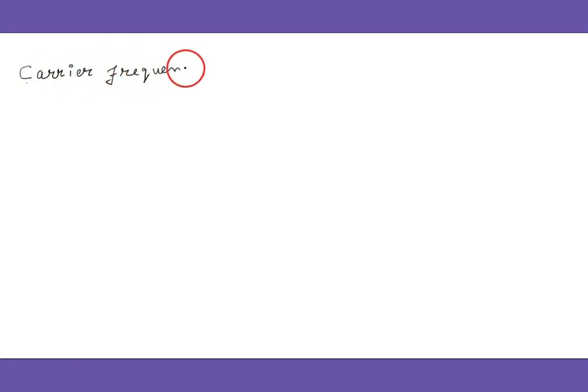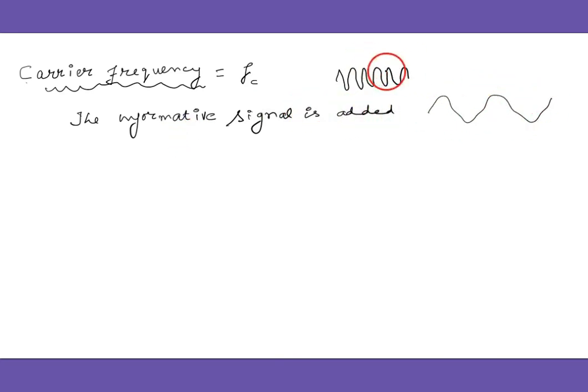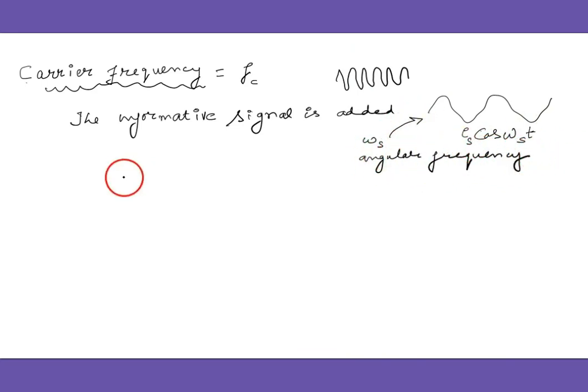So let the carrier frequency be equal to Fc, and this is the carrier frequency. The informative signal is added. So this is the informative signal, cos omega st. Omega s is the angular frequency of the informative signal.